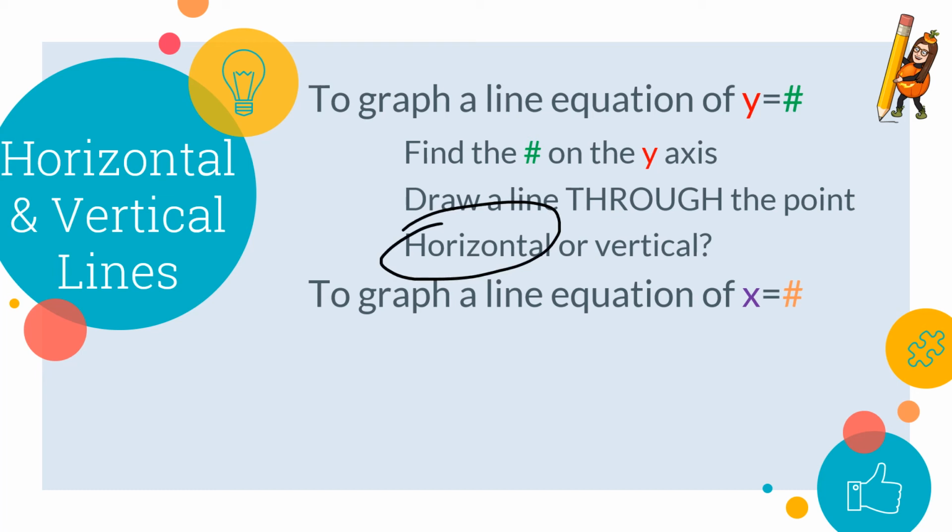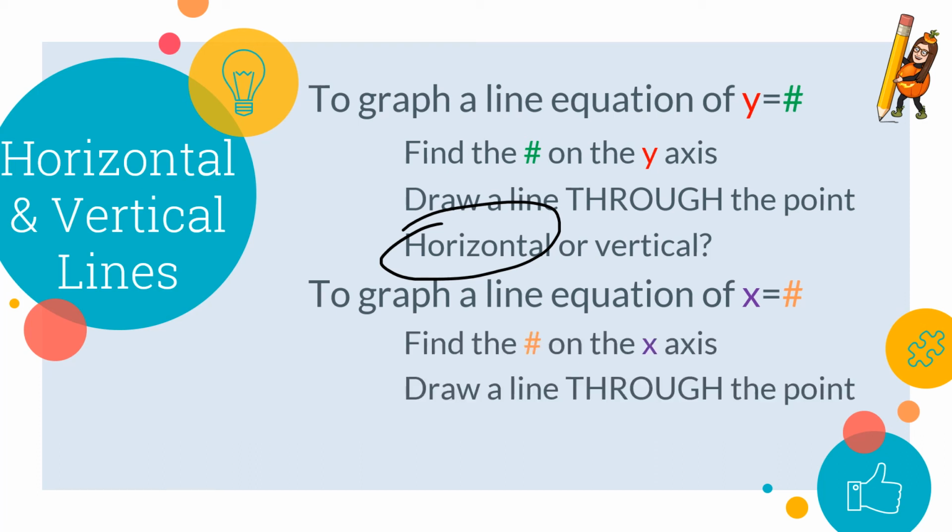The opposite would be true. If I ask you to graph the line of the equation x equals some number, like x equals 5? Well, we'd go to the x-axis at 5, and we're going to draw a line through that point. Diagonal line doesn't make sense. Horizontal line doesn't make sense. So my only option is a vertical line.